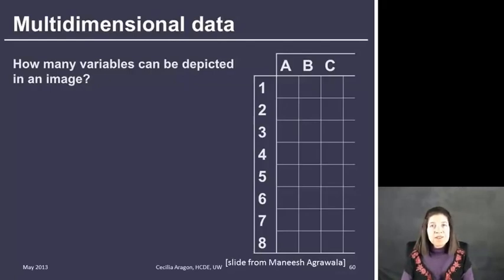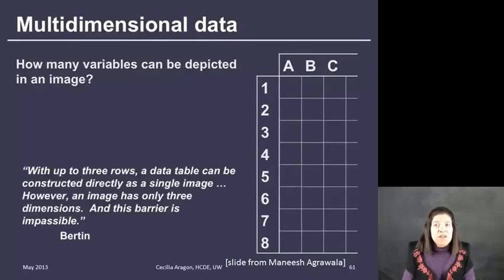Now moving up to multidimensional data. How many variables can be depicted in an image? We've talked about 1, 2, and 3 dimensions. But what about more? Is there some perceptual limit? Starting in 1967, Bertin and others asked this question. And Bertin stated, with up to 3 rows, a data table can be constructed directly as a single image. However, an image has only 3 dimensions, and that barrier is impassable. We'll look into answering this question in the next lecture.